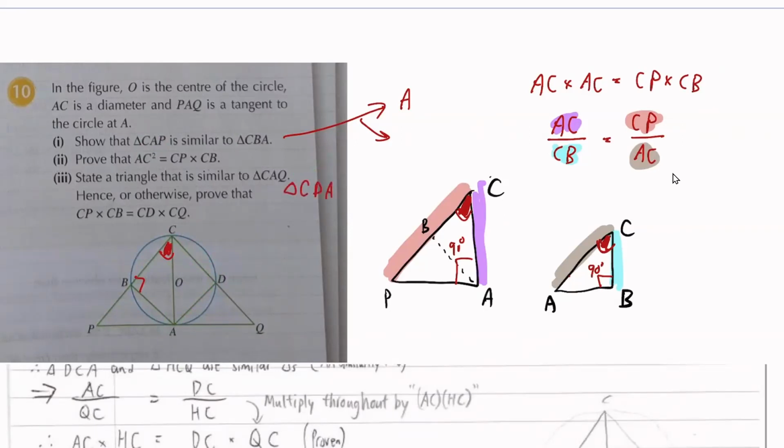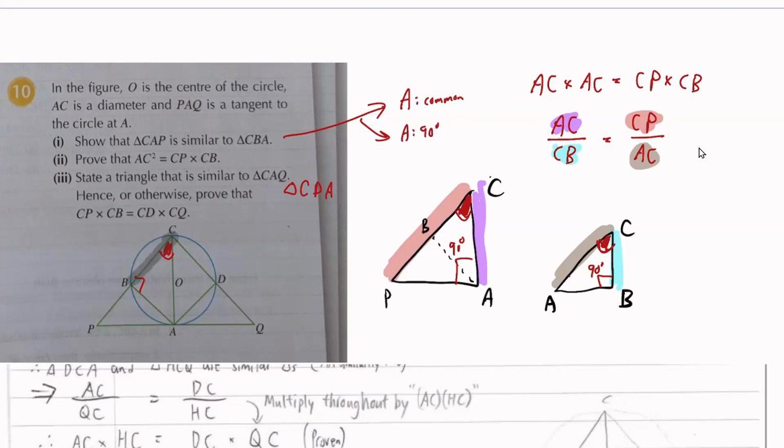Then after that, hence or otherwise prove this one equals to that one. This is actually a little bit more challenging. Can you see why? CD, CQ. What's the strategy I've been telling you?